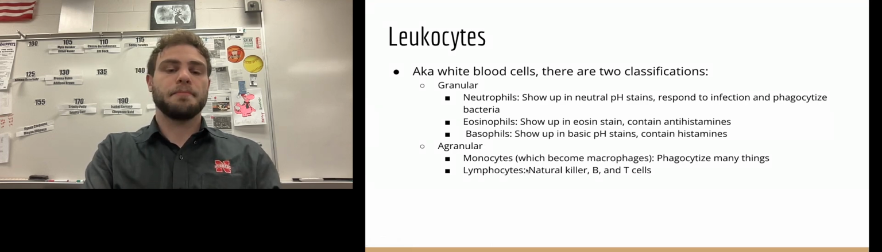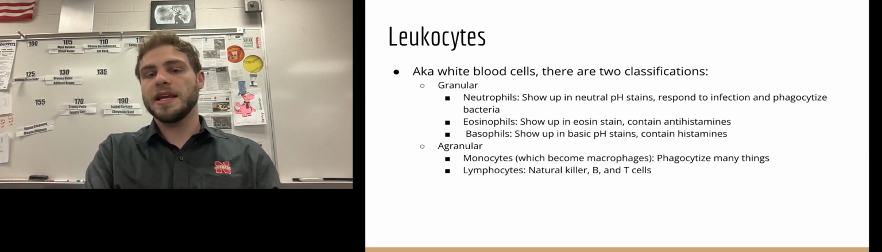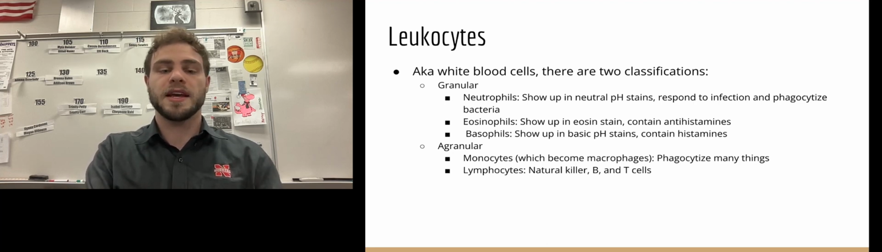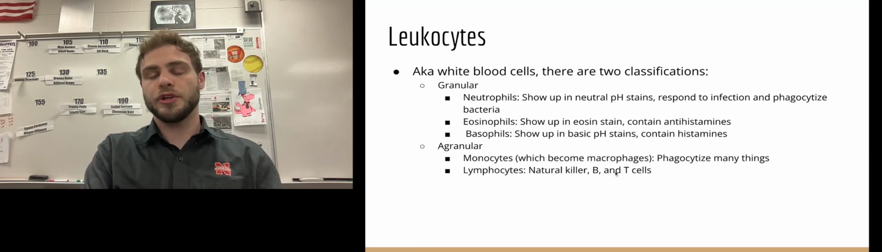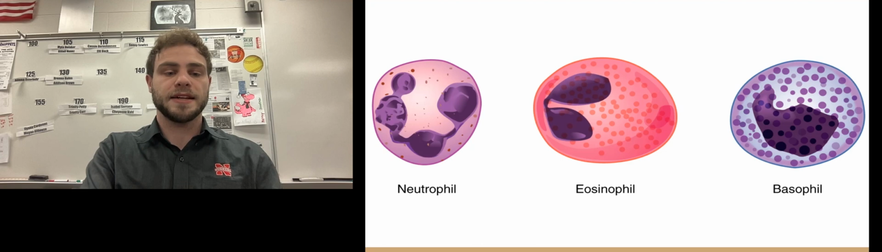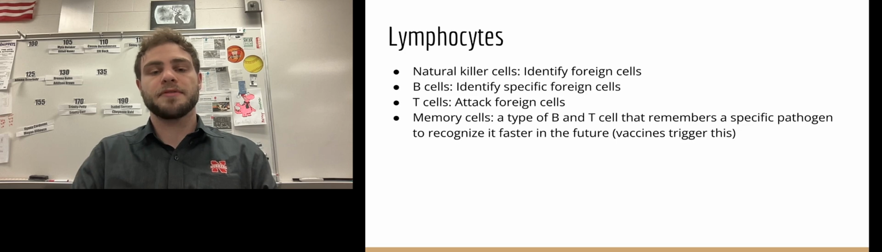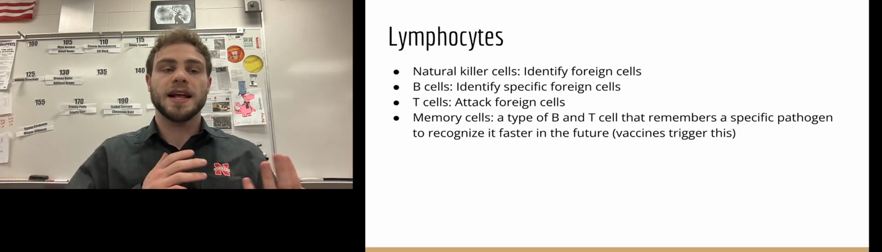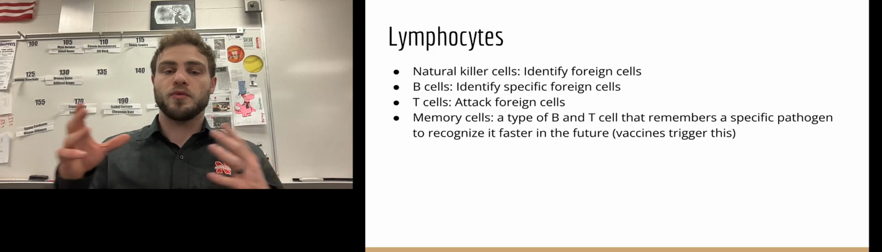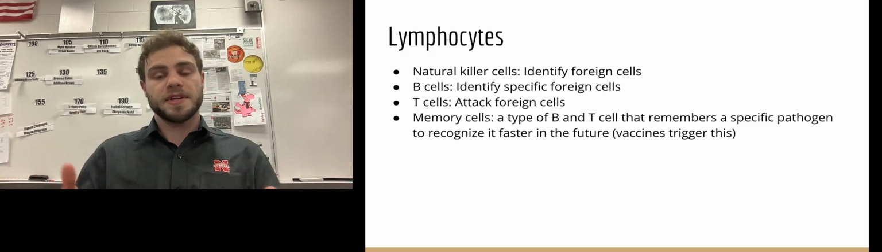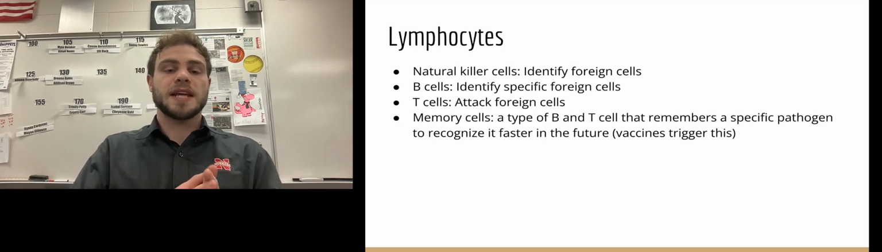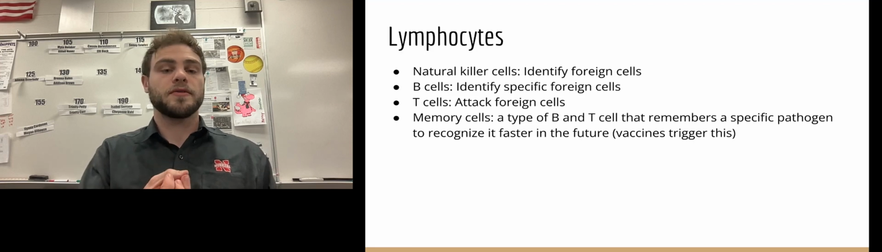Agranular leukocytes are your monocytes and your lymphocytes. Monocytes become macrophages, which means they're going to be eating, or phagocytizing, many different things. Lymphocytes include your natural killer, or NK, cells, B cells, and T cells. Natural killer cells are responsible for identifying foreign cells in a very general sense. They'll be floating around, reading the ID tags on these different cells. If something is foreign, they're going to say something about it. B cells do the same thing, but they're looking for specific foreign cells, and T cells are responsible for attacking those foreign cells.